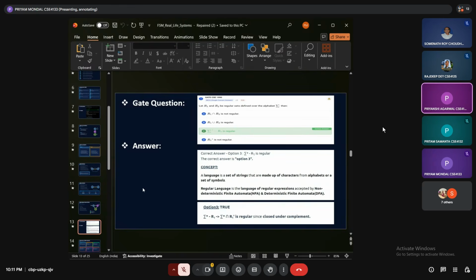Where sigma star R1, sigma star means all possible strings over the alphabet. So sigma star minus R1 means all strings that are not in R1. This is the complement of R1. Since R1 is regular, its complement is also regular, so that statement is true.